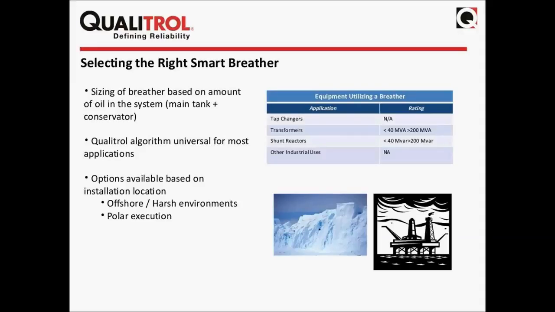We also have many options available for your installation location. So we have additional options for offshore and harsh environments. They have stainless steel, special gaskets, things like that. And then we also have an additional unit that is for polar execution that goes down to negative 60 C for operation, which is a little bit more expanded than the normal breathers, for places like Russia and Canada where it gets extremely cold and it needs to work under very harsh conditions. So there are additional options available too, depending on where you're going to install this breather.